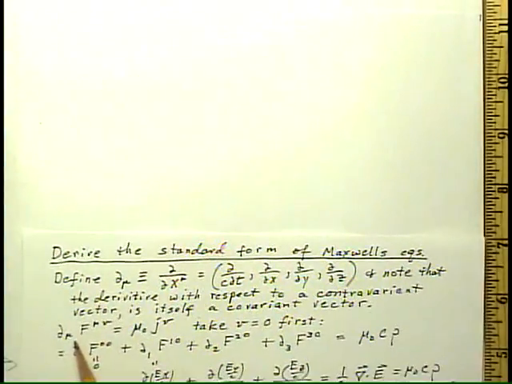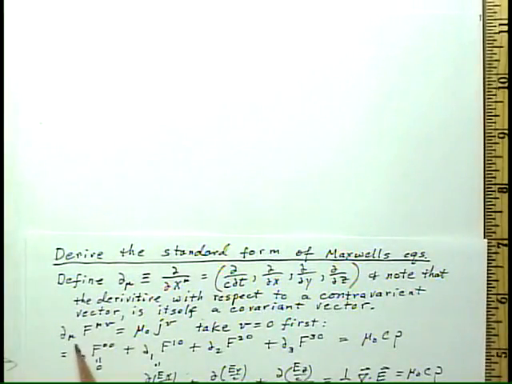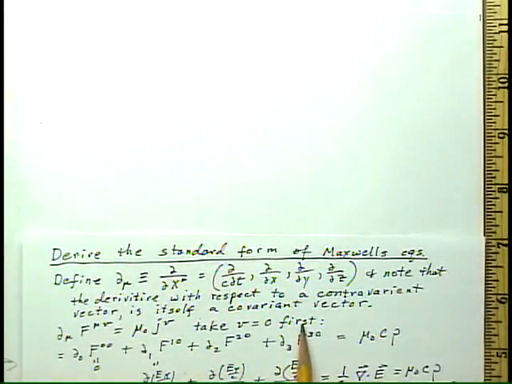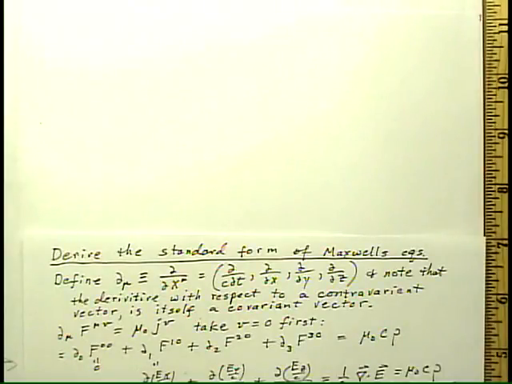Maxwell's equations in the relativistic form look like this. Partial mu of F mu nu is equal to mu naught, a constant, times J nu. Well, we have to take these for a whole set of different nu's. We will take nu equal to 0 first and look at what this equation is. Now actually, what we're doing here is not just doing the derivation. The main part that we're trying to accomplish is for everyone to be very comfortable with both the summation convention and the covariant relativistic notation.